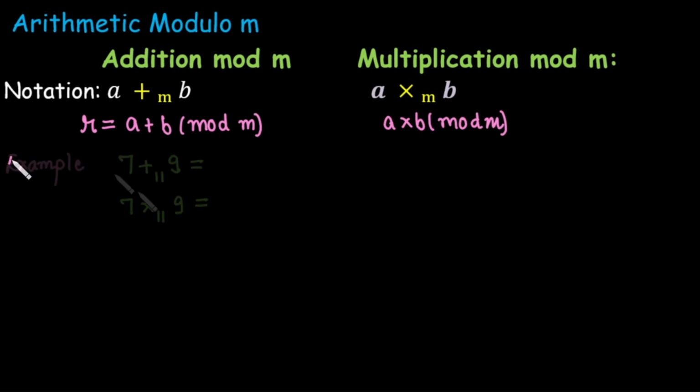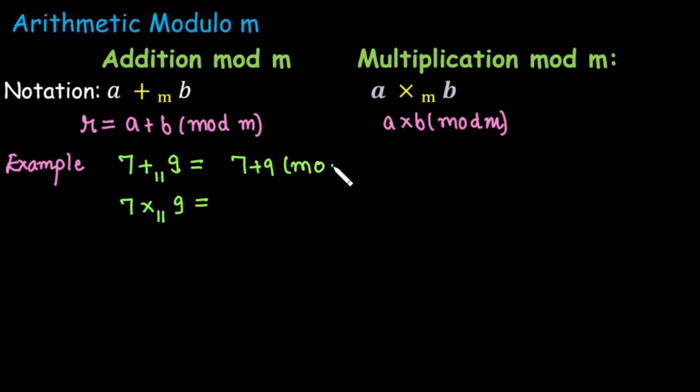Let's take an example. What is the value of these two expressions? Here we need to add these 7 and 9 and then take mod 11. 7 plus 9 is 16. This is equal to what? 16 when divided by 11, remainder is 5. So it means this expression is equivalent to 5.